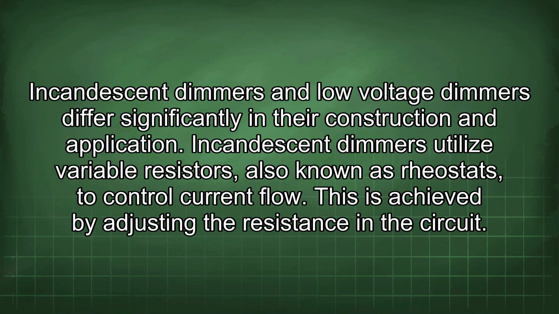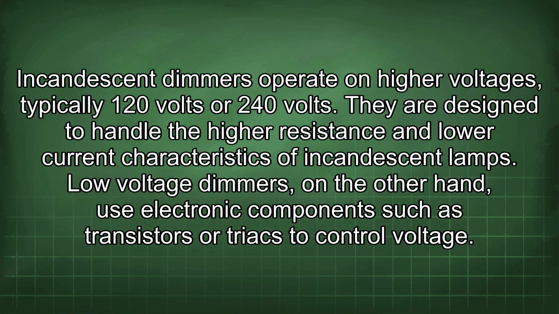Incandescent dimmers and low-voltage dimmers differ significantly in their construction and application. Incandescent dimmers utilize variable resistors, also known as rheostats, to control current flow. This is achieved by adjusting the resistance in the circuit. Incandescent dimmers operate on higher voltages, typically 120 volts or 240 volts. They are designed to handle the higher resistance and lower current characteristics of incandescent lamps.